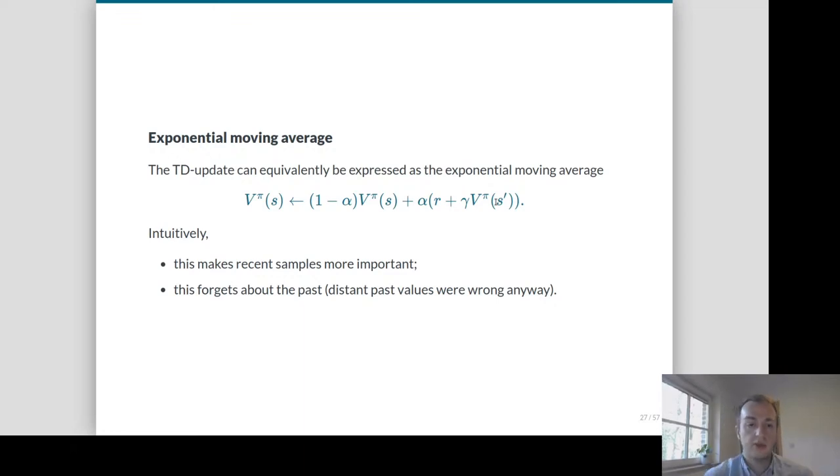And so intuitively, it just means that it's as if you were making recent samples more important, because you basically forget about the past with this exponential moving average. But this is actually fine, because you know that these distant values that you computed in earlier iterations were wrong in any case, right? Because initially you don't know anything about the real V values.